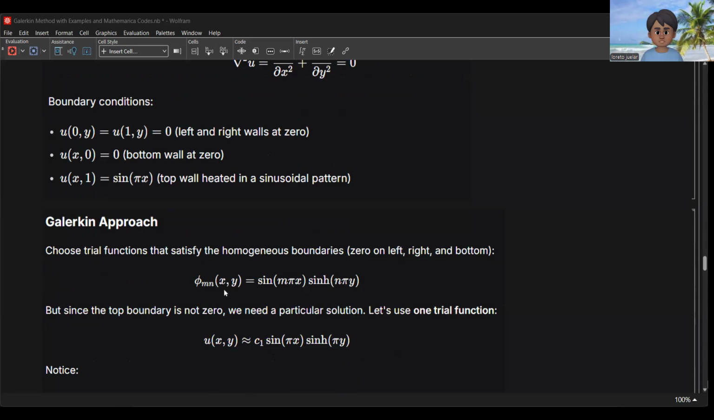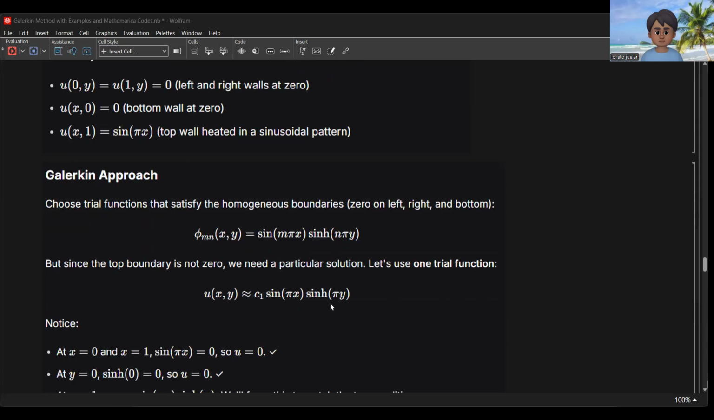So the trial function phi as a function of x and y is equal to sine pi x, hyperbolic sine pi y. But since the top boundary is not 0, we need a particular solution. Let's use one trial function. This one.